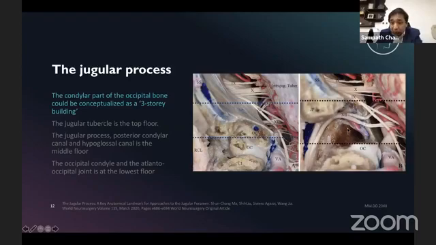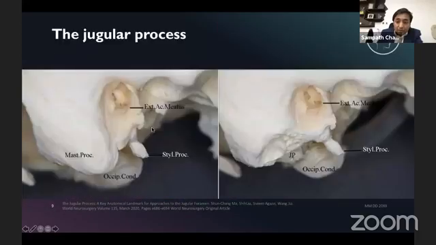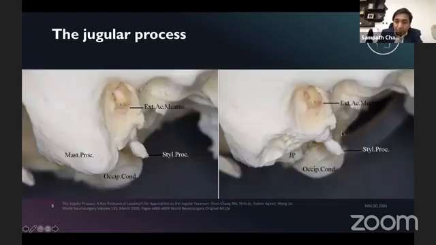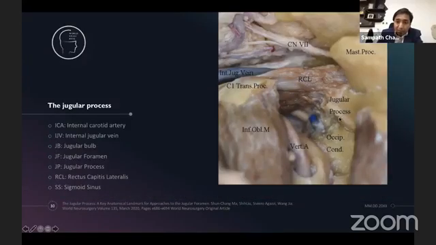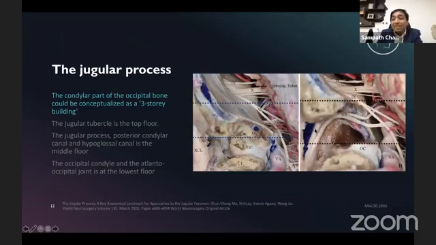Now, let's go to this picture here. Again, this is the occipital condyle, C1 and the vertebral artery. Here, the jugular process is intact. Here, the jugular process has been removed. Only if you remove this process, and this process, will you be able to see the hypoglossal canal. This is the moot point here today.